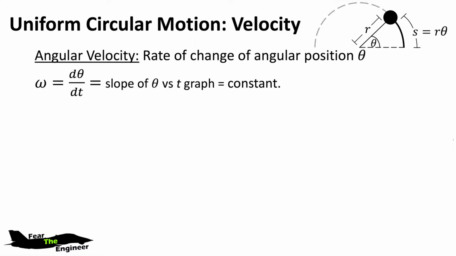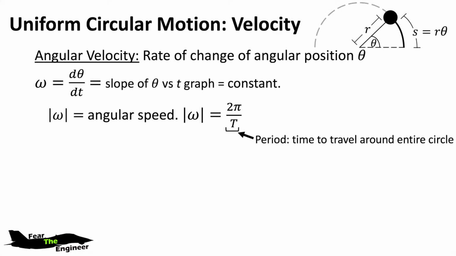Angular velocity has a magnitude and a direction. The magnitude tells us how quickly the particle's angle is changing. We call this the angular speed. It equals the particle's change in angle divided by the change in time. If the particle completes a revolution, its angle changes by 360 degrees, or 2 pi radians. We can divide that by the time the particle takes to complete a revolution, which is called the period, T. That gives us the angular speed in radians per second.